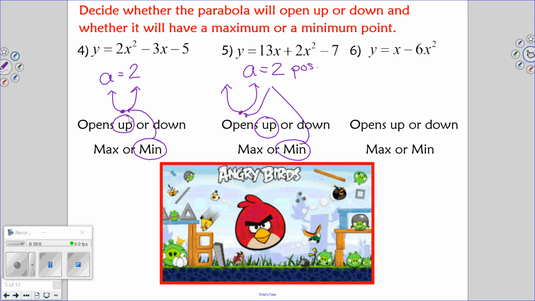All right, number 6. What's your A value? Good. A is -6 right here. So it's negative, so it will open down. And that's going to have a maximum point, right? The highest point on the graph. How are we feeling? Pretty easy? Whether A is positive or negative tells you if it opens up or down.